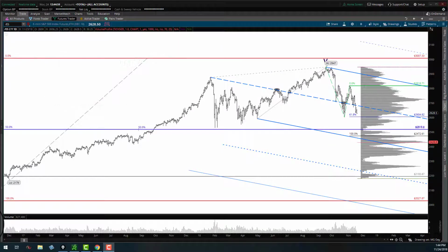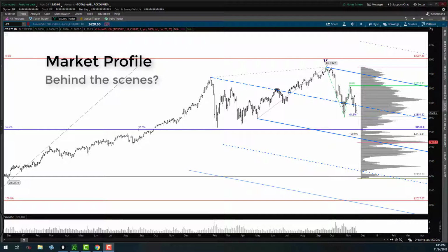Then the third video will be on market profile. So what is happening behind the scenes? What are the clues to what is upcoming in market action? Market profile tells a story, and we want to discover what the story is that market profile is telling us. So we're going to look at the S&P 500, the Emini contract.